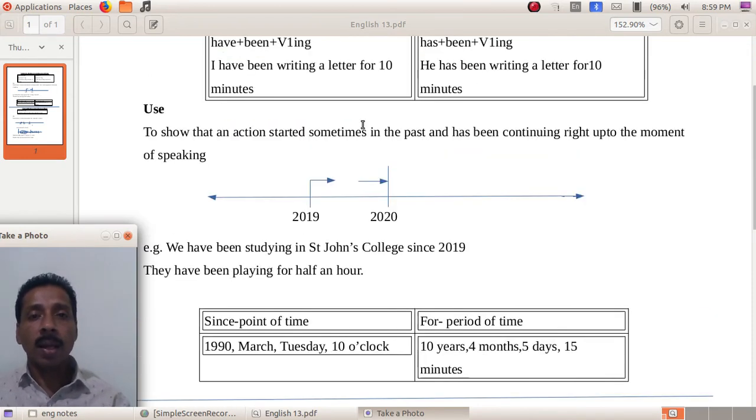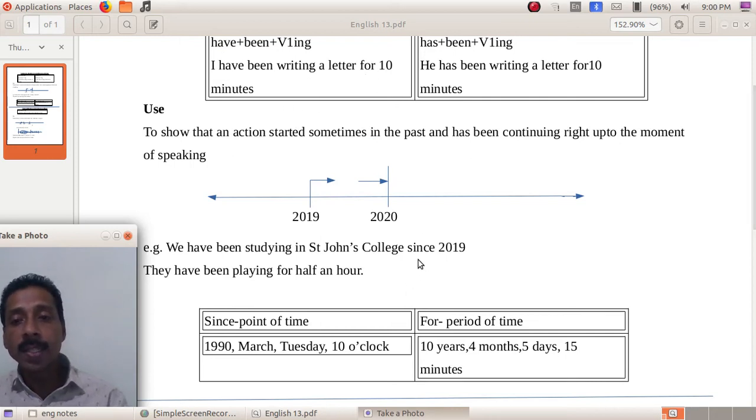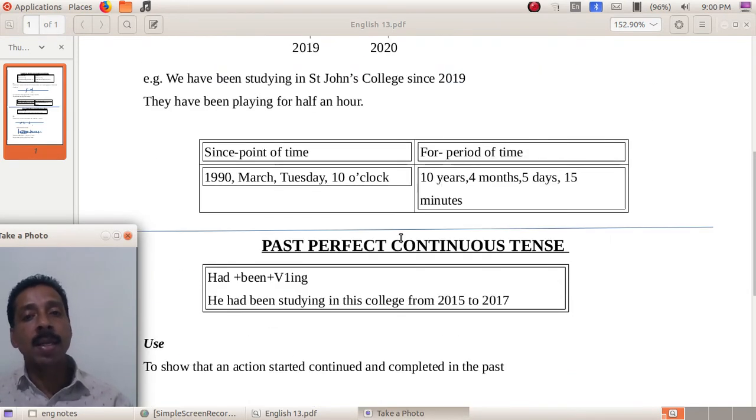So while we wrote examples here, see, I have written here, I have been writing a letter for 10 minutes, and here I told since 2019. So these two words, which words? Since and for, commonly we use with the present perfect continuous tense. What's the difference while we use since and for?